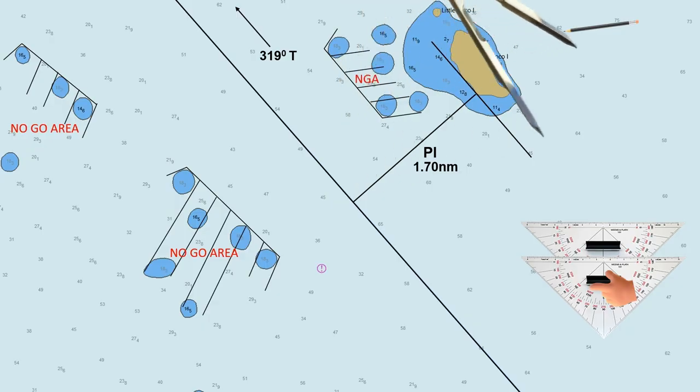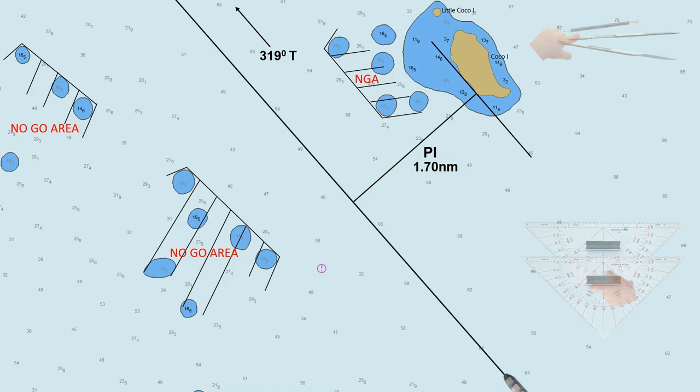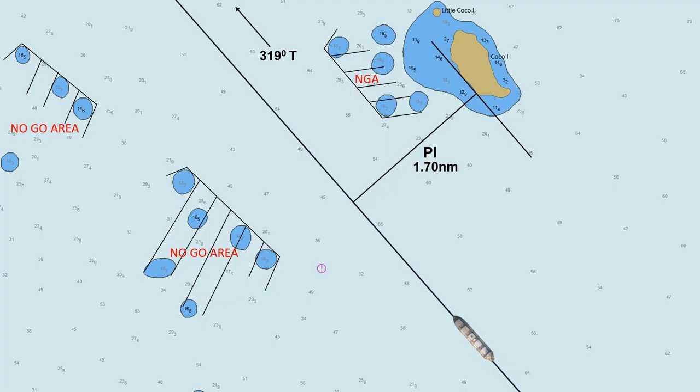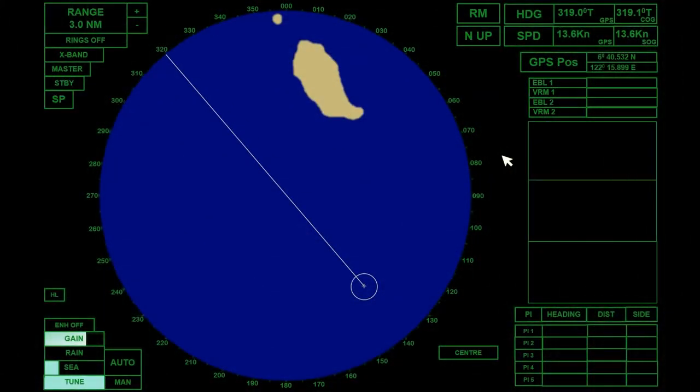Before I discuss the not less than, or NLT, and the not more than, or NMT, lines, let us set this parallel index line first to the radar. Upon approaching the island, we need to set the parallel index line to our radar. The radar interface that appears on your screen is an image from a radar simulator. It is set to relative motion, with north up. The ship's GPS heading is 319 degrees.